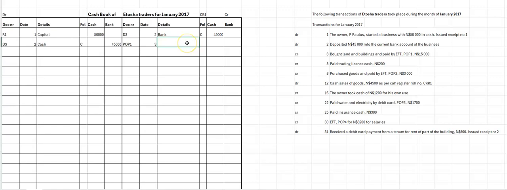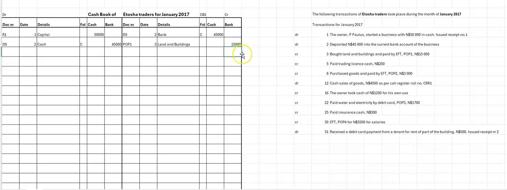And it would be, what did we buy? We bought land and buildings. And how much did we buy it for? $15,000. How do we pay it? We paid it with EFT, which means from the bank, which means the bank decreased with $15,000.